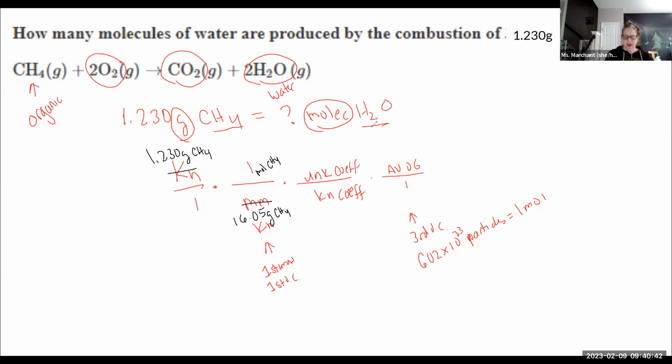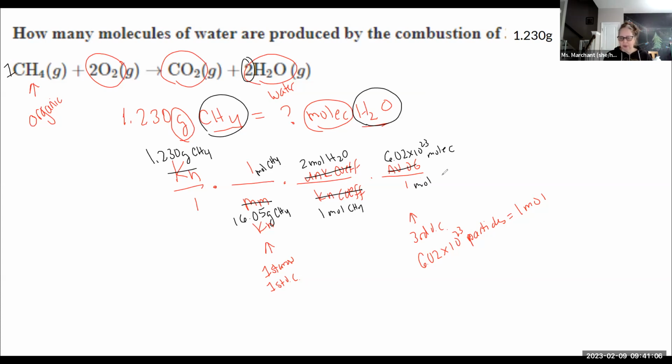Unknown over known. Unknown is water. It has a 2 for its coefficient, 2 moles of water. My known, CH4, there's no number there, so it's a 1. 1 mole of CH4. And then Avogadro's number, 6.02 times 10 to the 23rd. What do I need this time? Molecules equals 1 mole of water. Okay, so since it is a compound of water, its molecules is equal to 1 mole since we have H2O.